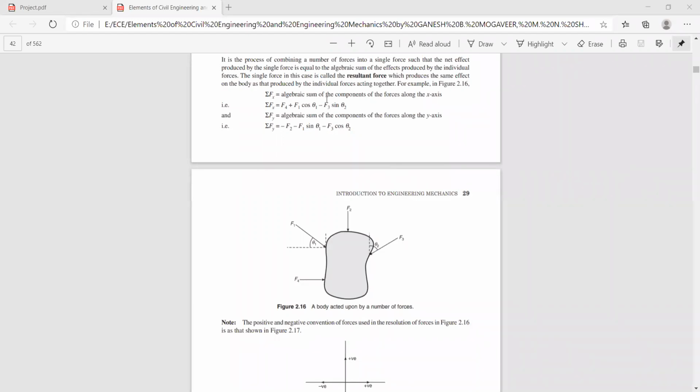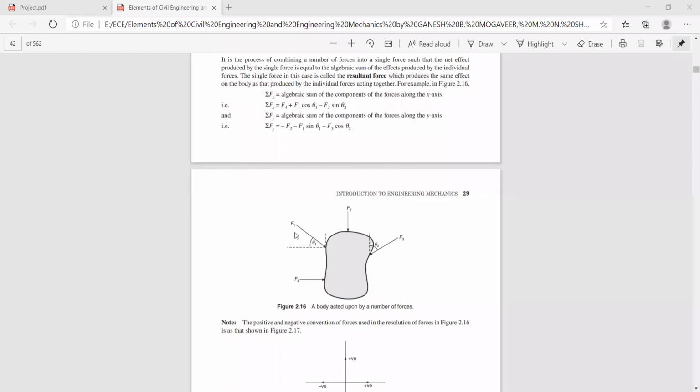Now you can see here, either it can be minus F3 sin theta 2, or it can also be minus F3 cos of 90 minus theta 2. So you can resolve either with respect to the x-axis or the y-axis. Similarly, now let us find the summation of all the components along the y direction.